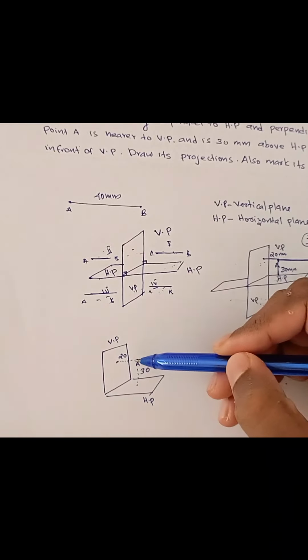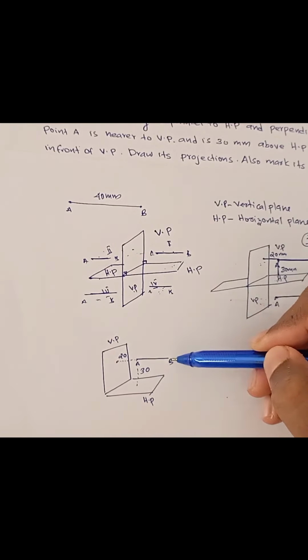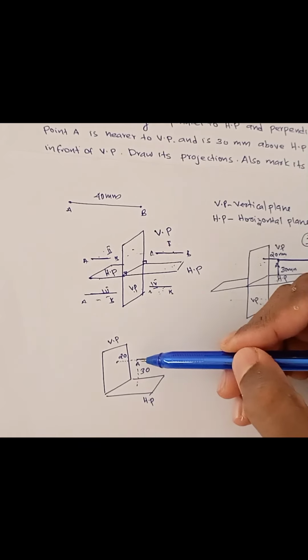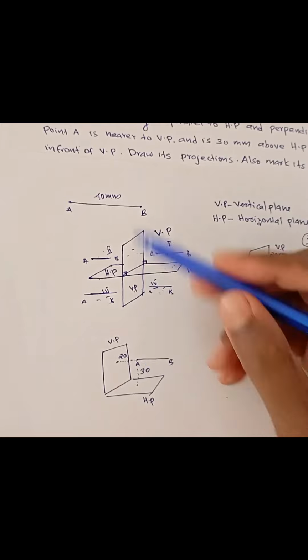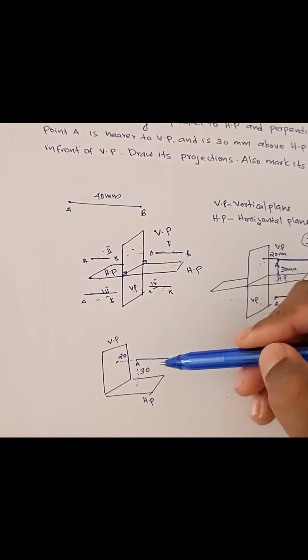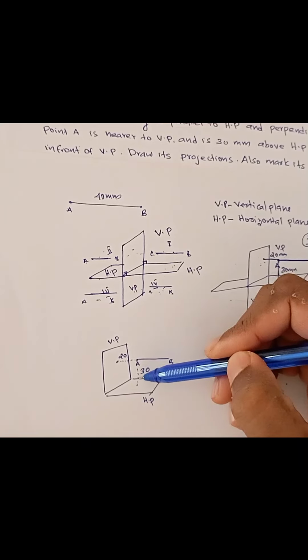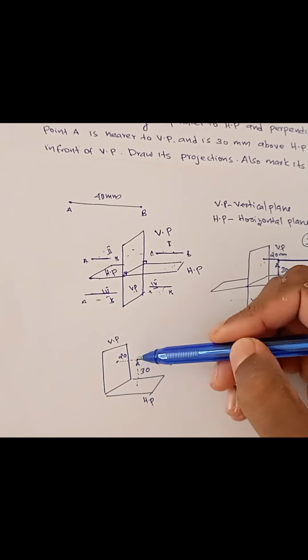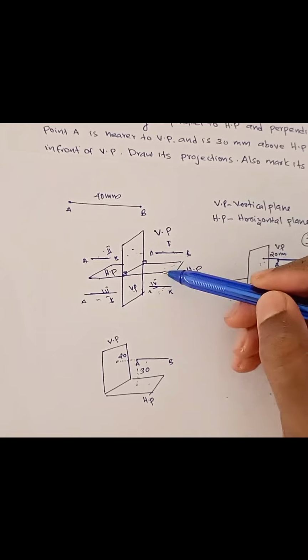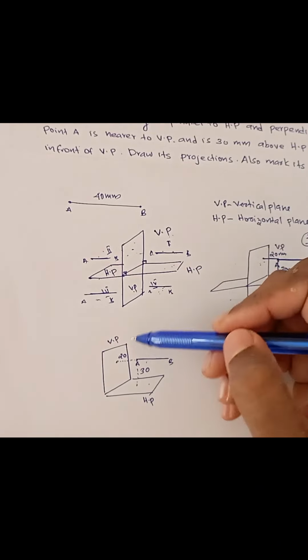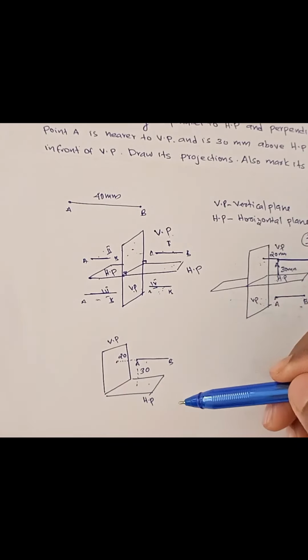So point A is nearer to VP. A is here, not here. That means suppose point B is near to VP, means B is here. Okay. In this question it says point A is nearer to VP. This is the position of A, and it is 30 mm above HP and in front of VP. That means in first quadrant. So this is the three-dimensional picture of our question.